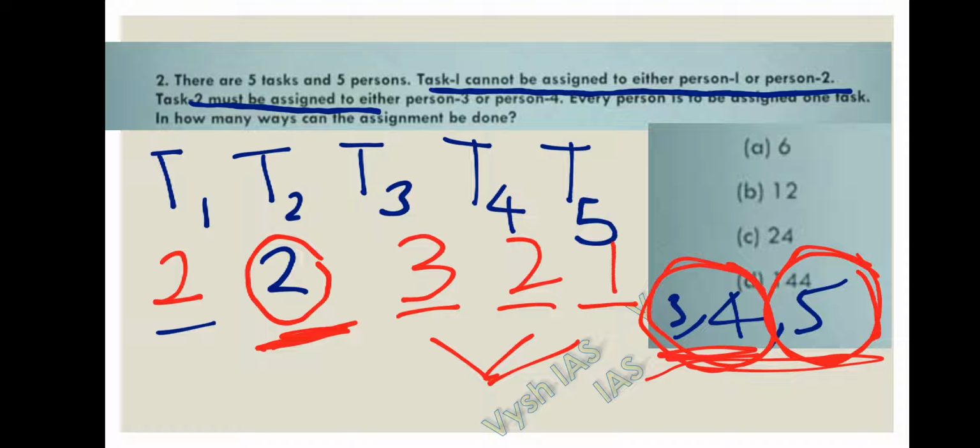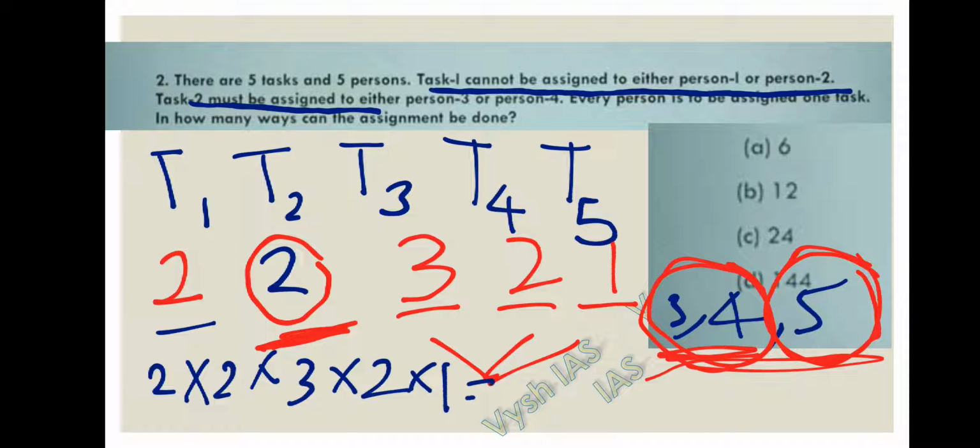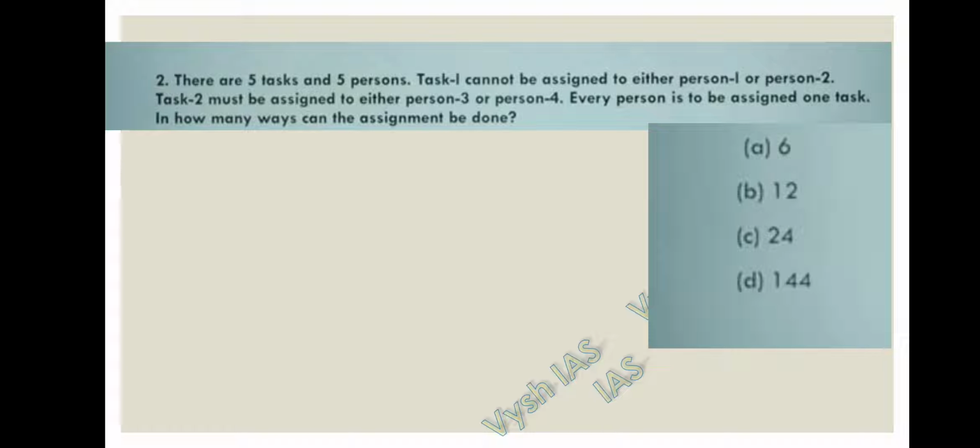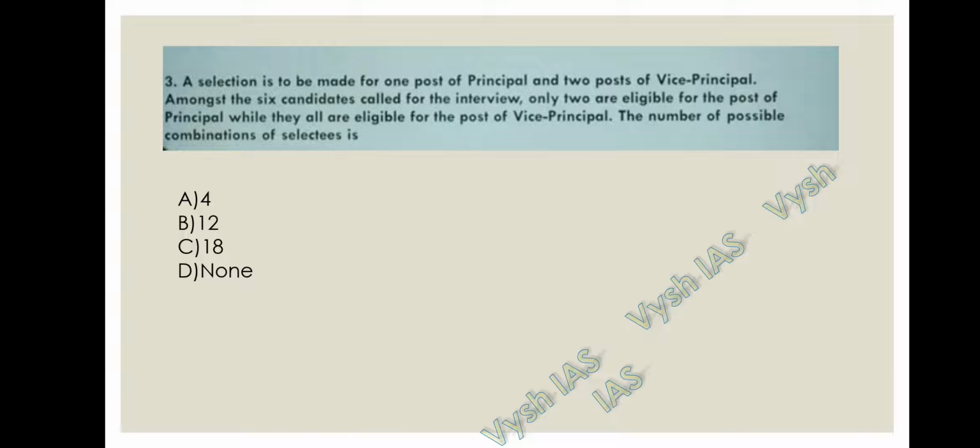So the remaining persons, that is 3 to 1, can be substituted in it. So if you calculate this sum, 2 into 2 into 3 into 2 into 1, these are the different combinations. 4 3s are 12, 12 2s are 24. So 24 is the answer for question number 2, that is C. Okay, option C is correct for question number 2.